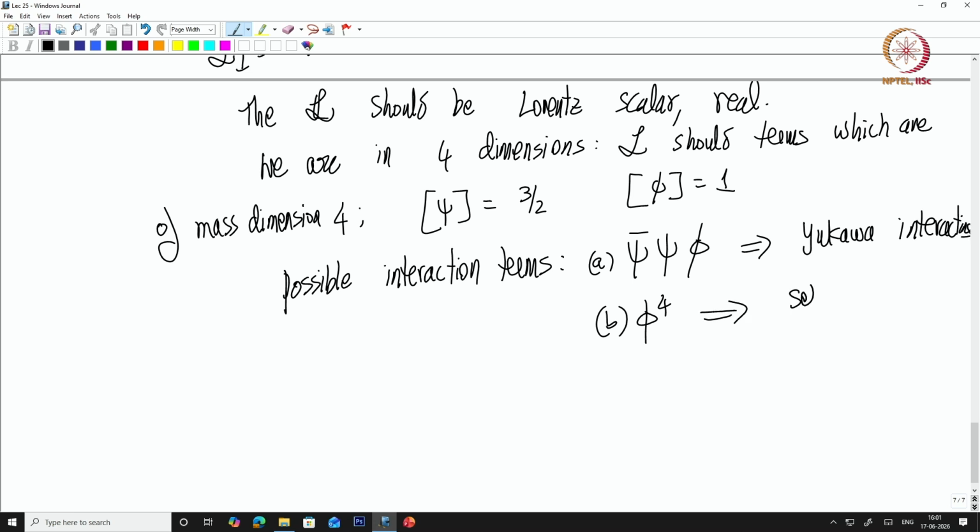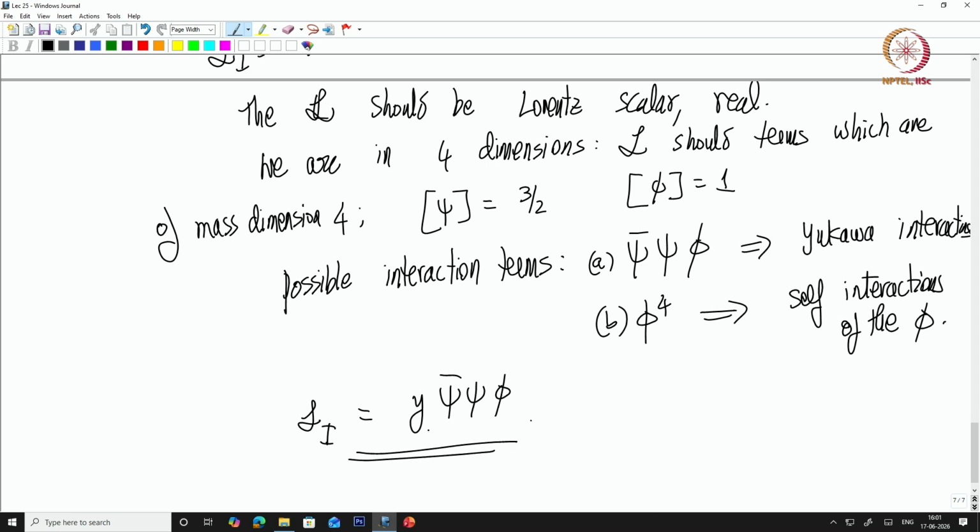And this is the self interactions, which we have already seen, the self interactions of the scalar phi. With this we have put a lambda over 4 factorial. Since we have already seen the B part, the L interaction gives me only psi bar psi phi, with a coupling constant, essentially called the Yukawa coupling constant.